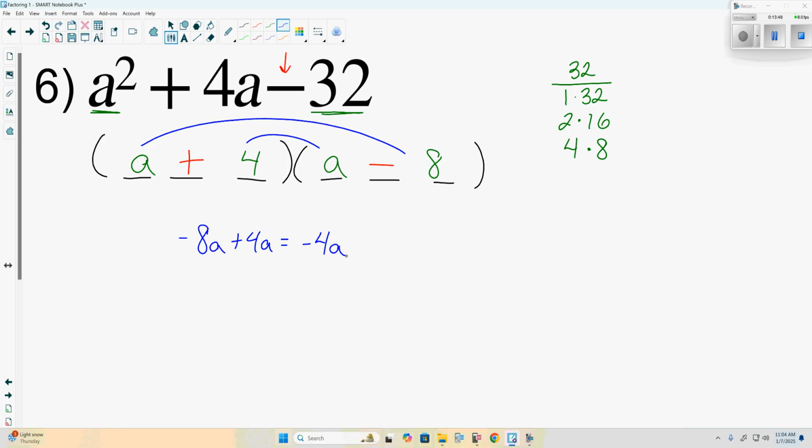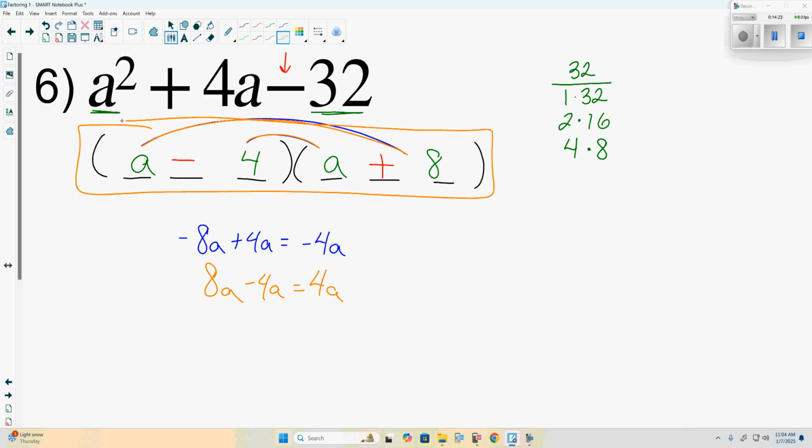Now we did get the correct number, 4a, but we got the wrong sign because we needed positive, not negative. If you ever get the correct number but wrong sign, come up here and change the signs. Because if we check this again, a times 8 is now positive 8a. Negative 4 times a is negative 4a, making it positive 4a instead of negative 4a. So we have a minus 4 times a plus 8.